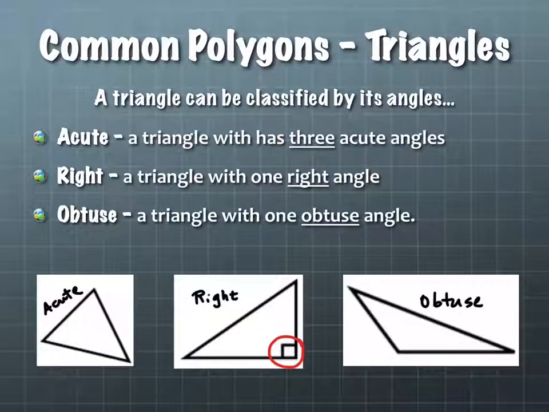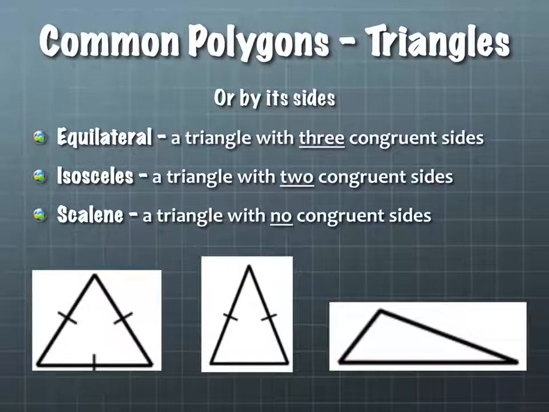Now, classifying triangles by their angles is not the only way to classify them. You could also classify them or describe them by their sides. An equilateral triangle is a triangle with 3 congruent sides. Remember, congruent means equal measure. An isosceles triangle is a triangle with 2 congruent sides. And a scalene triangle is a triangle with no congruent sides.